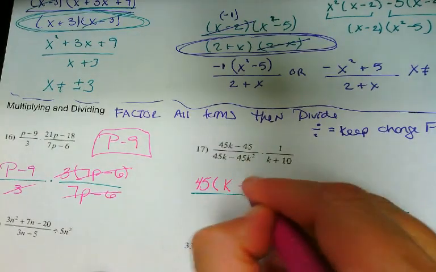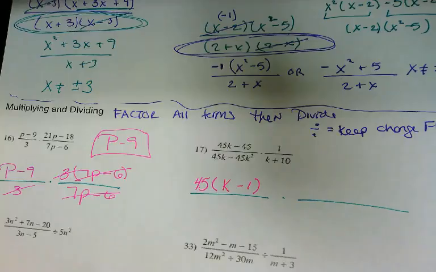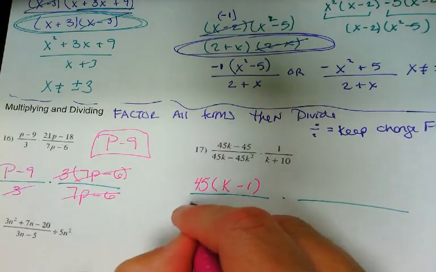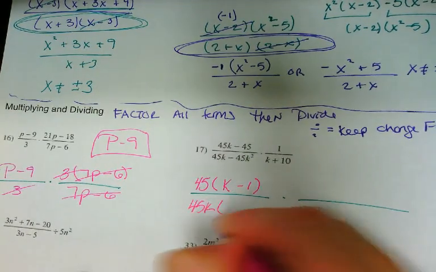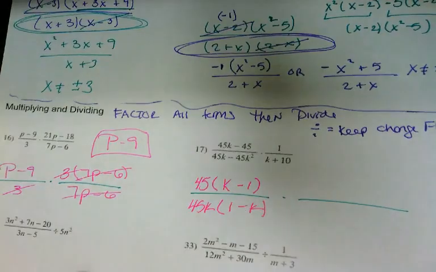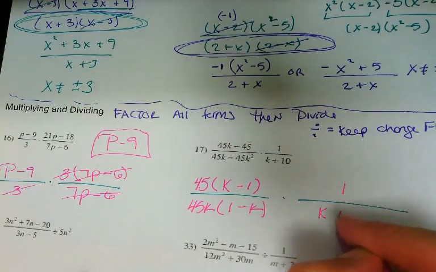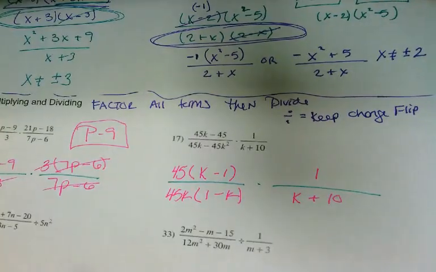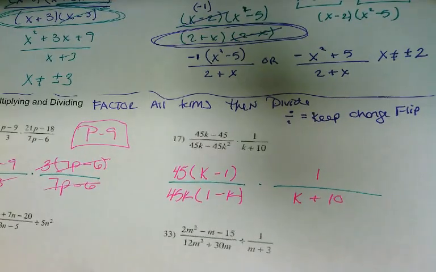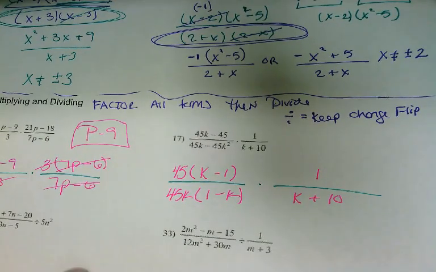K minus 1. Yep, perfect. Michelina, bottom left, what'd you factor? Perfect. Excellent. I don't think I can do anything on either of these sides, so we're just leaving that. Looking to cancel. Alex, what can divide out?